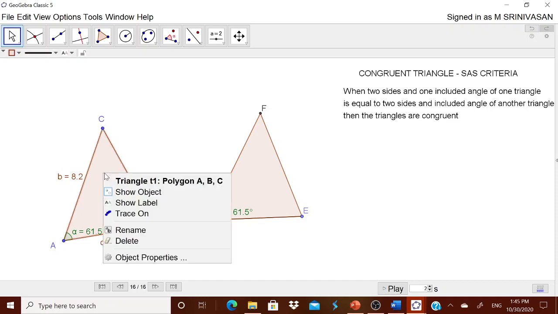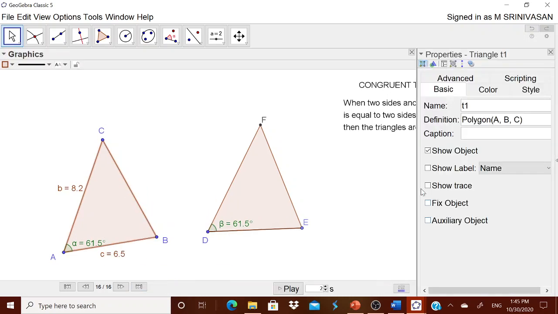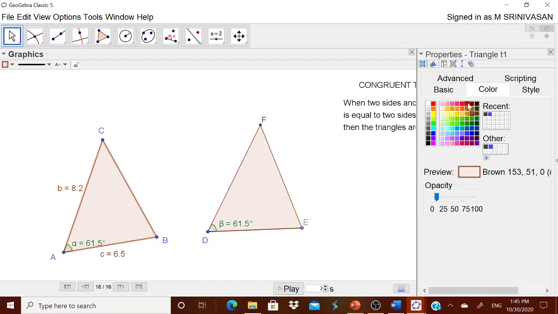To have a kind of difference, go to object properties. You can change the color of it. I'm not telling that you have to do it, but if you want, you can change the color. Whatever color you want, you can make a change so that you can tell that this is the original triangle.